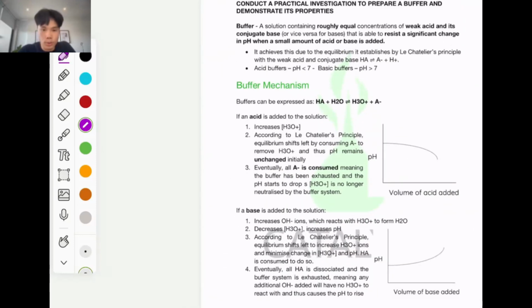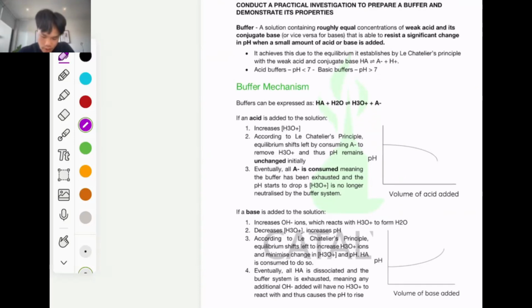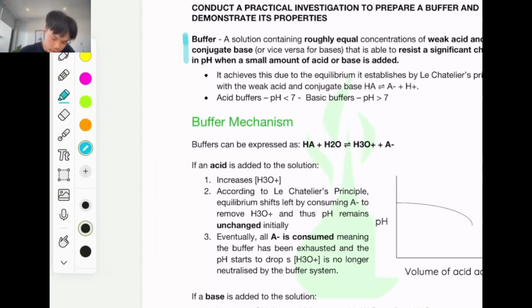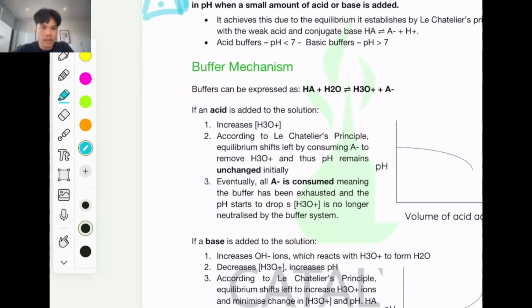And that brings us on to buffers. So I introduced buffers here because they are relevant to titration. A buffer, to define it, and this is a very important definition that you write at the start of every buffer response: a buffer is a solution containing roughly equal concentrations of weak acid and its conjugate base that's able to resist a significant change in pH when a small amount of acid or base is added. And it can maintain this equilibrium because of resistance that you can justify through LCP.